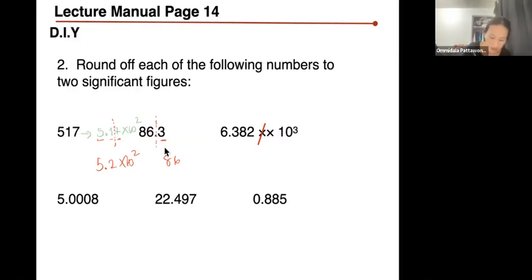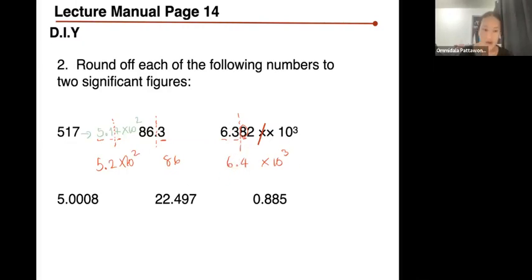Okay. The next one, we want 2 sig fig. So 1, 2. I'm going to cut right here. The digit after 3 is 8. So 8 is between 5 and 9, so you're going to round it up. Therefore, the number that you're going to report would be 6.4 times 10 to the third. So it still gives you the same value, right? 6.382 times 1,000, 6.4 times 1,000. So it's about the same.